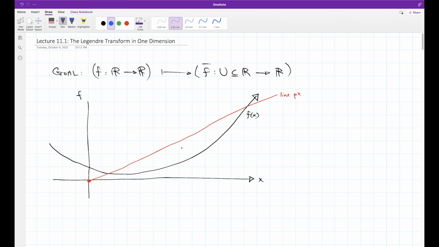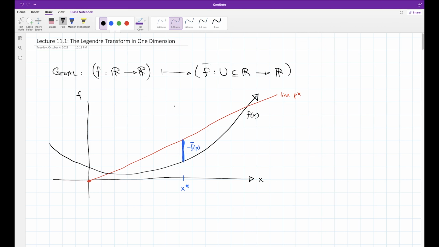The goal is going to be to try to find the point where the length of this blue line is maximized. Let's call that point x star. And then find the length of this line. In fact, we actually want the negative of the length of this line. And since this depends on p, this will be our function f bar of p.